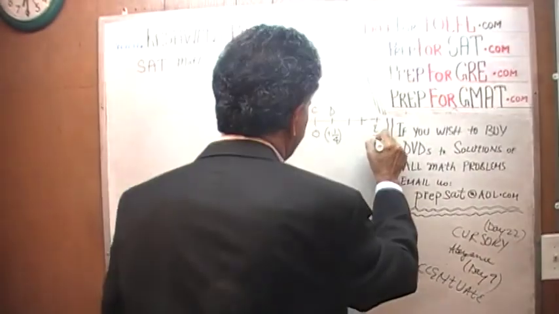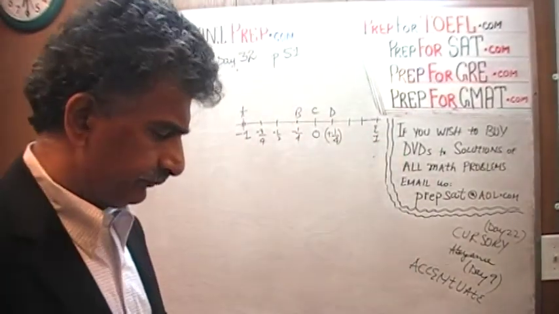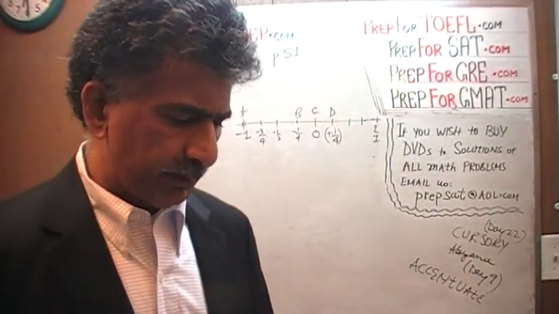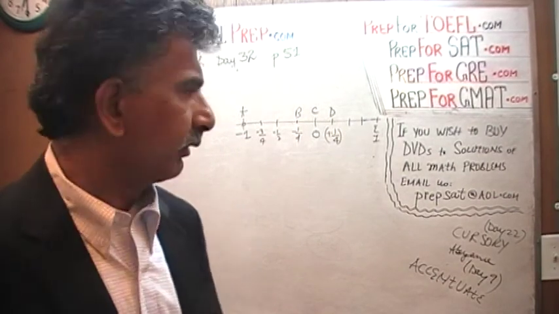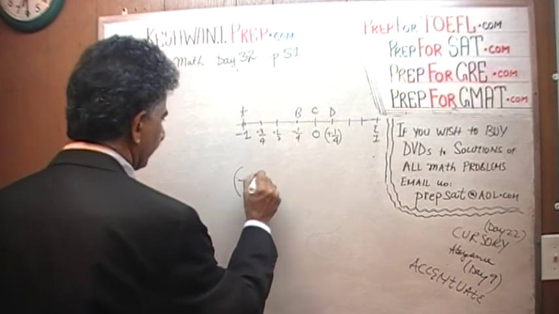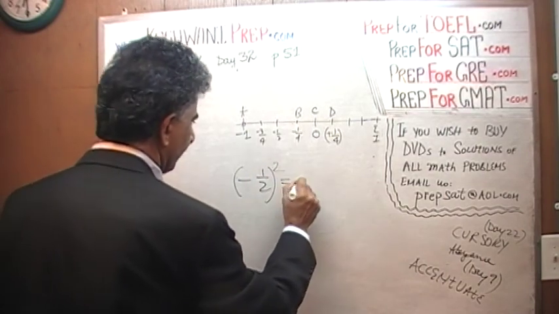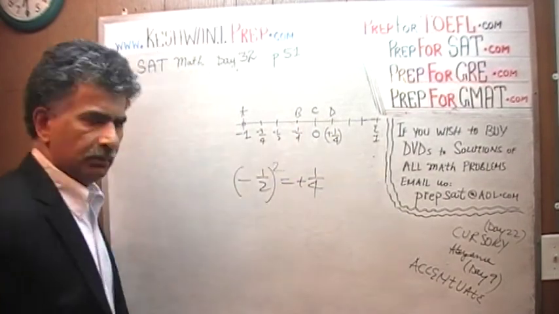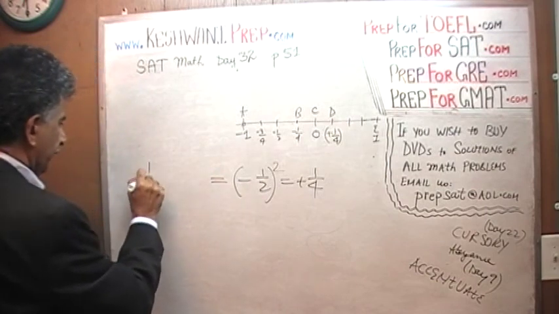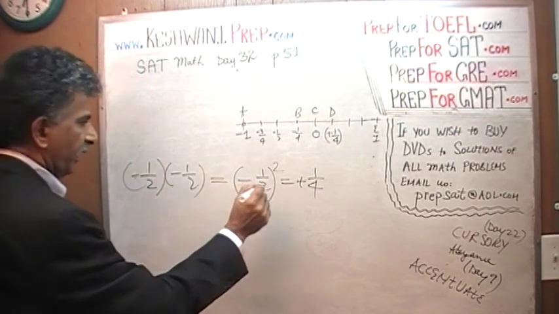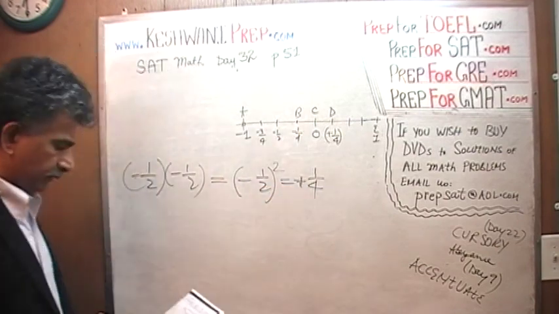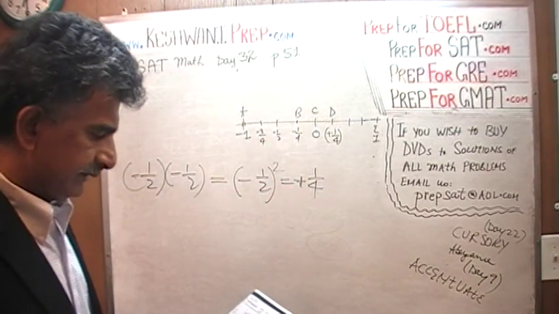E, which is 1. What is the question asking? Which of the lettered points has a coordinate equal to (-1/2) squared? Oh, for crying out loud. (-1/2) squared is simply +1/4. Because -1/2 times -1/2, negative times negative is positive. First of all, it's positive, which means the answer would have to be either D or E.